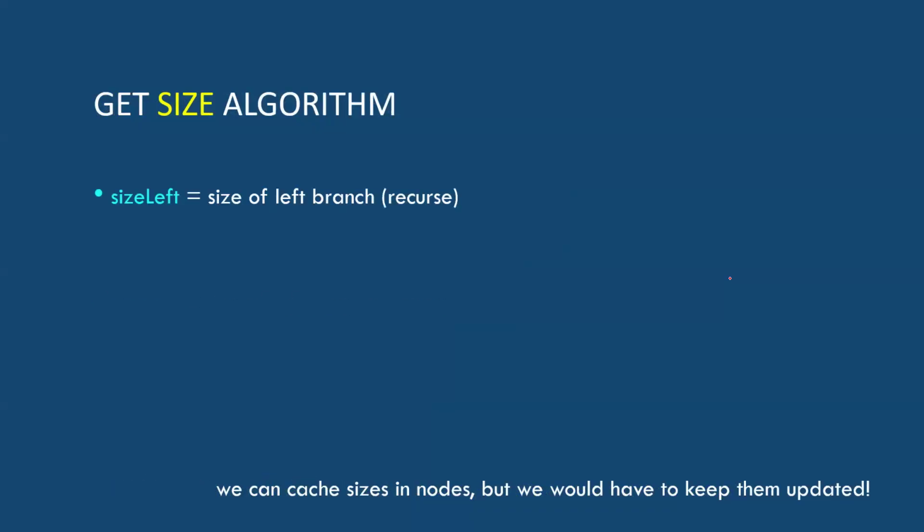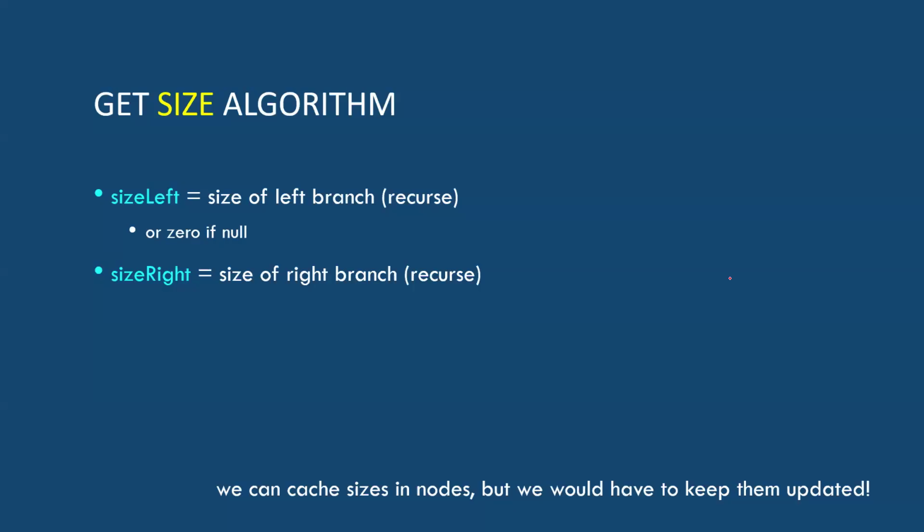So the left side is the size of the left tree. That's our recursive part. It's like, hey, I don't know how big you are. You tell me. Call the recursive algorithm. And if it's null, then the answer is 0. So that is our base case for the left side.